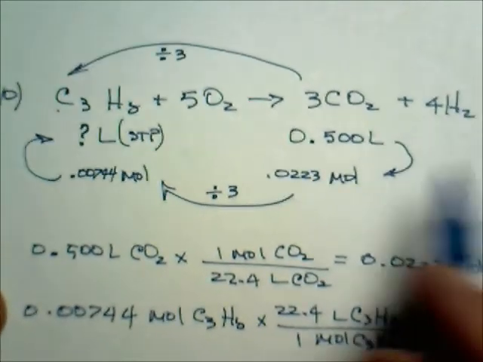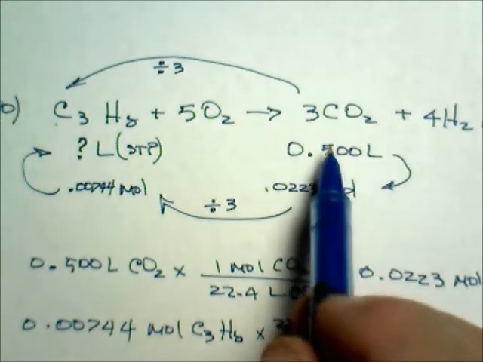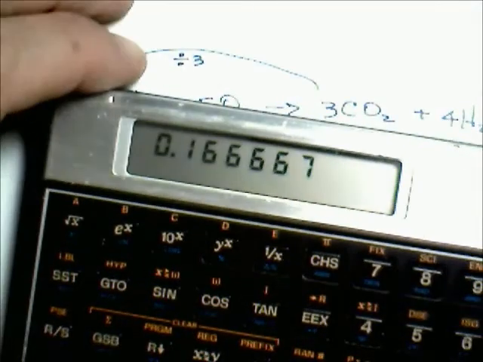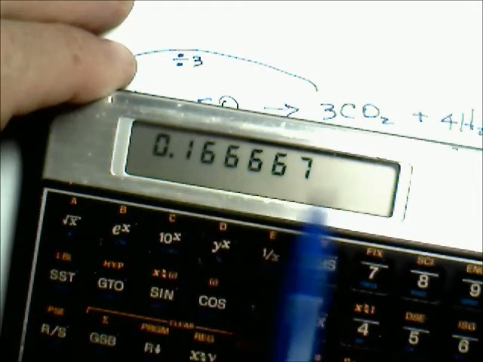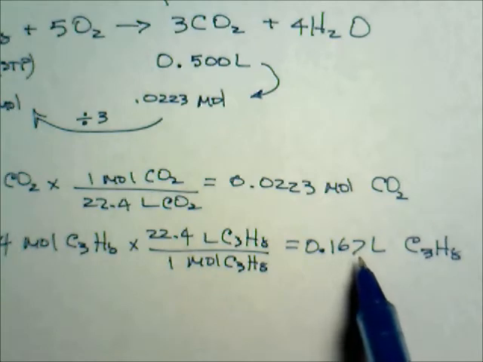But now there's something kind of interesting going on here. Again, look at the 0.5 liters of propane. What if we simply took the 0.5 and divided that by 3? Take our 0.5, divide that by 3, what do we get? 0.167, which is the same as our liters over here.